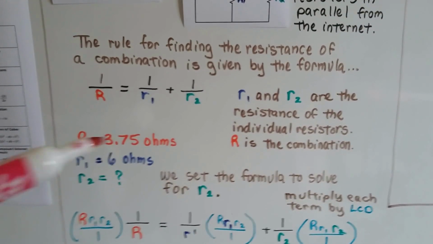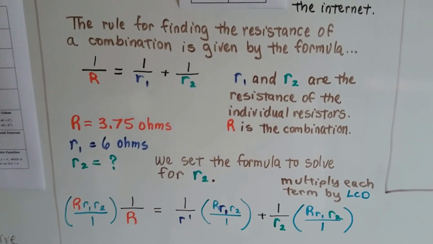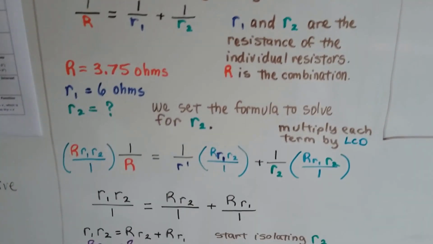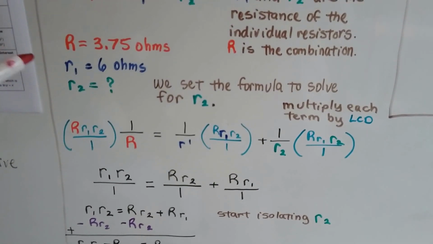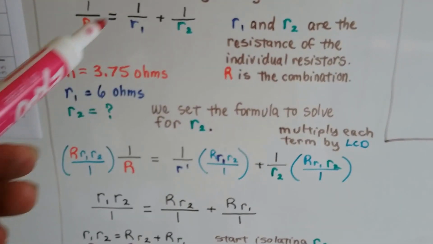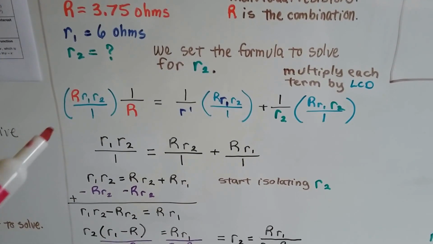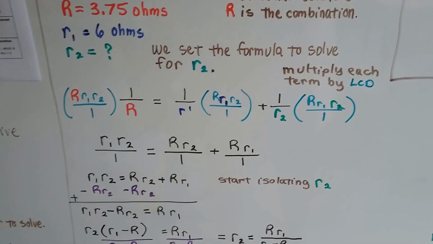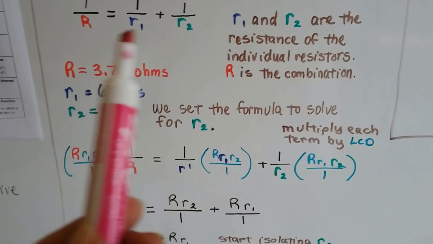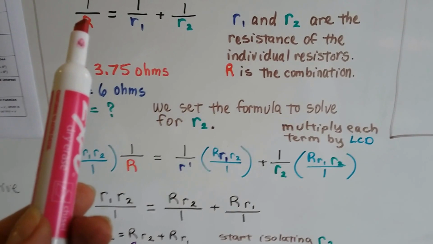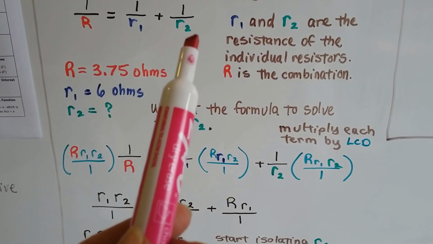So we know that is 3.75, and we know R sub 1 is 6. We just need to find that one, okay? So we set the formula to solve for R sub 2. I'm going to change this so that it equals R sub 2, okay? So we multiply each term by the LCD, that least common denominator. And our common denominator is R sub 1 and R sub 2, isn't it?